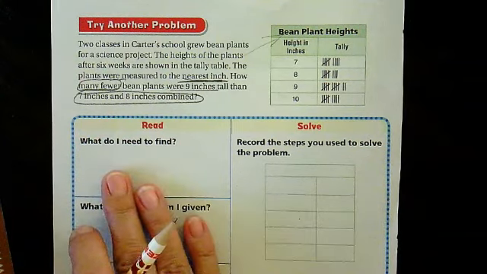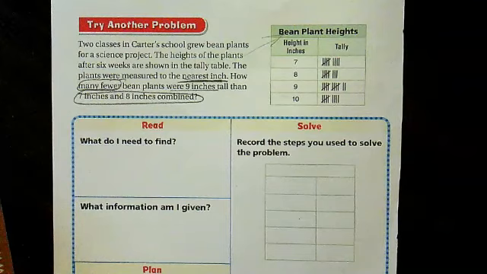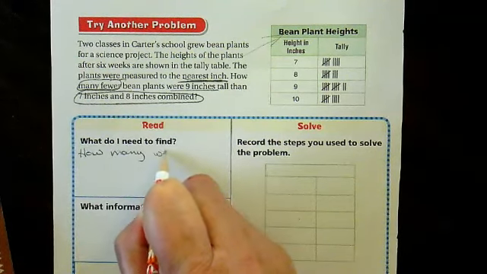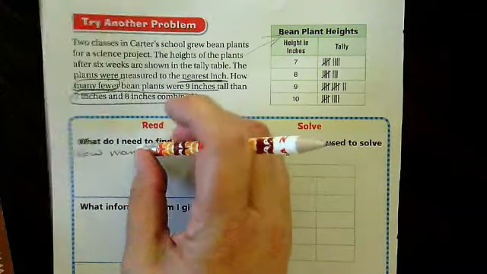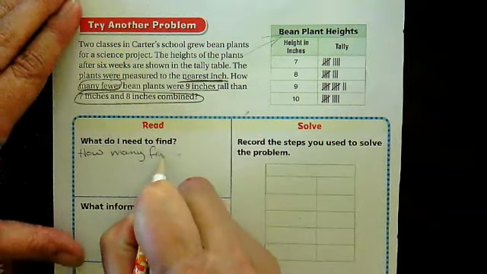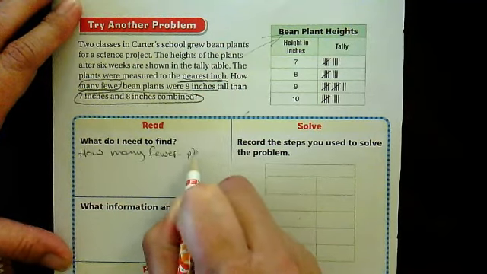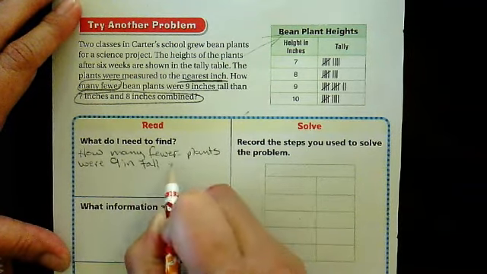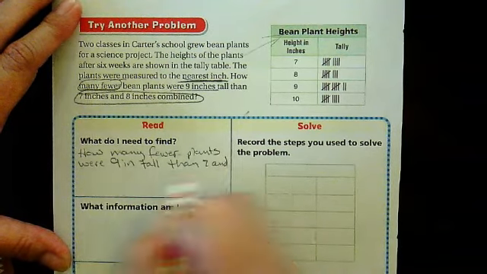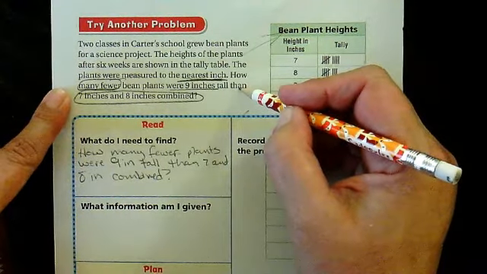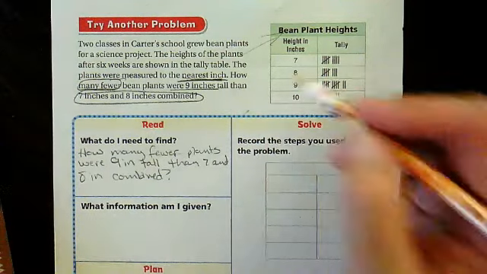Okay, so what do I need to find? Well, I need to find how many fewer bean plants were 9 inches tall than 7 and 8 inches combined. How many fewer plants were 9 inches tall than 7 and 8 inches combined? Sorry, I had to make that make sense in my head for a second. And we got that right here from our question. How many fewer bean plants were 9 inches tall versus 7 and 8 inches combined?